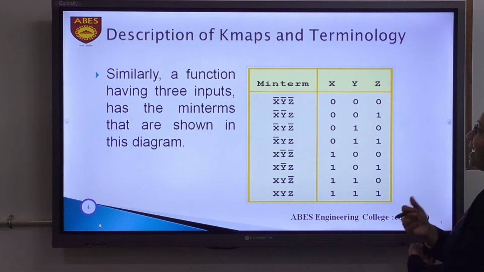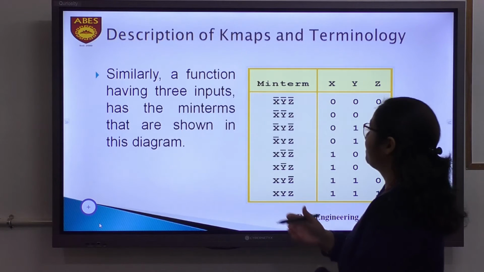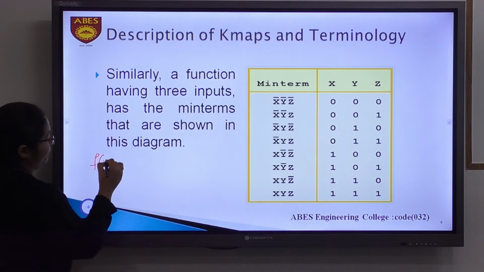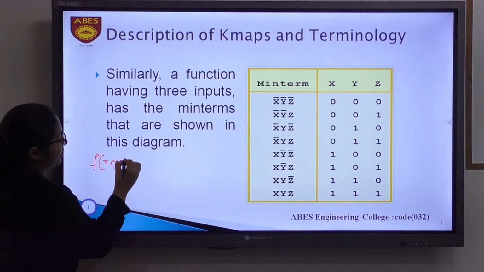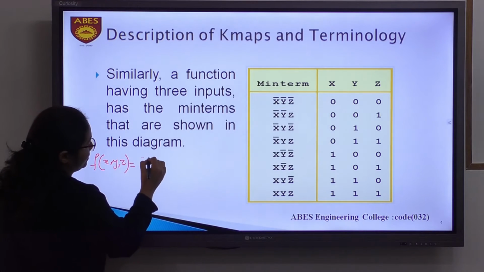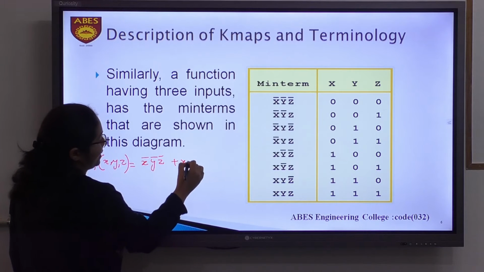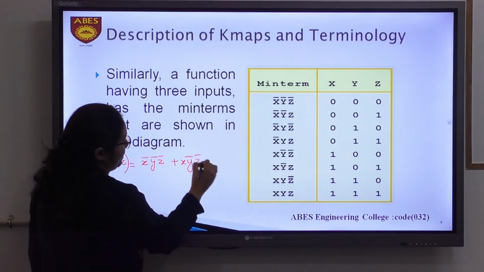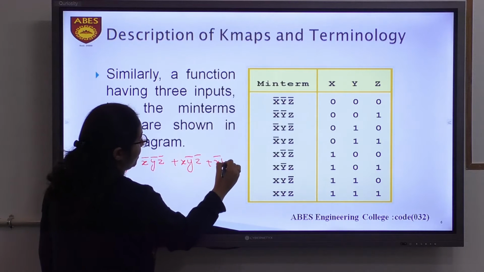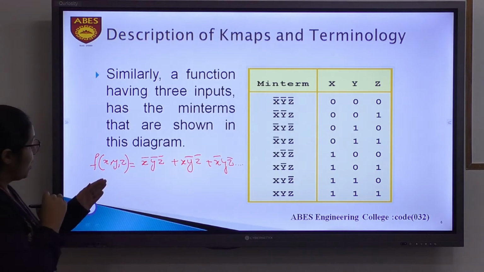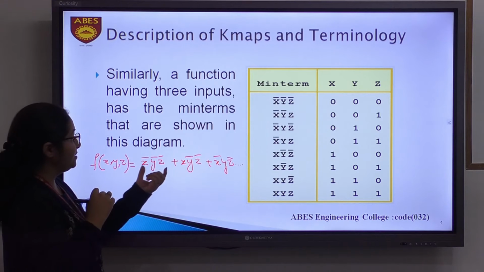Similarly, if I have a function having 3 inputs, f is a 3 variable function x, y, z, then the minterms look something like this: x bar, y bar, z bar, or x, y bar, z bar, or x bar, y, z bar, and so on. Now how can we represent these minterms?